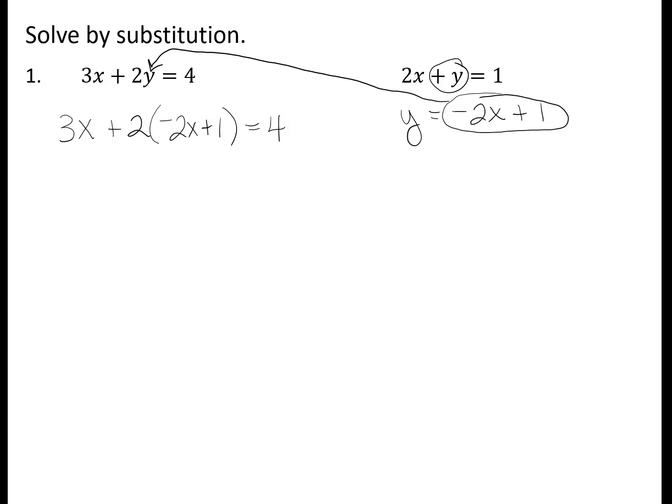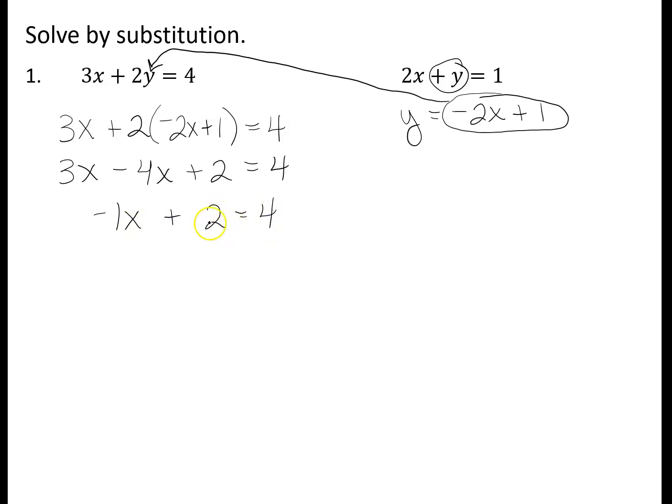That's the next step. The reason the substituting helped us is because now this equation has only x in it, has only one variable. And once you have just one variable, then you can solve for that variable. So let's solve. We'll start by distributing the 2. So it'll be a negative 4x plus 2. And then combine like terms. 3x minus 4x would be a negative 1x, or just negative x if you prefer.